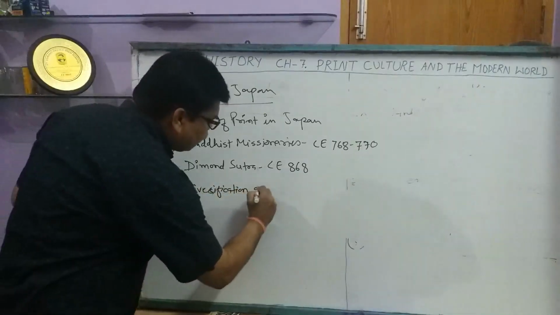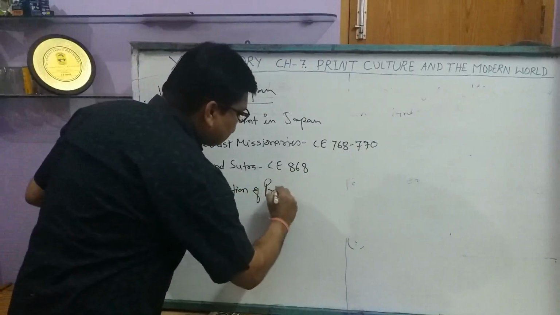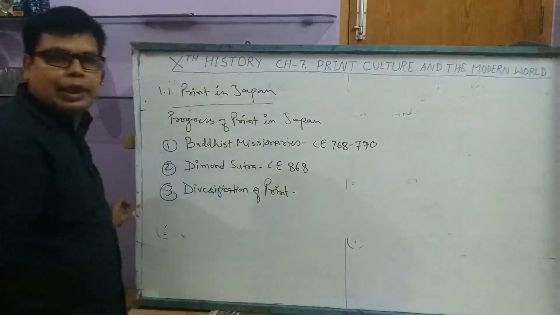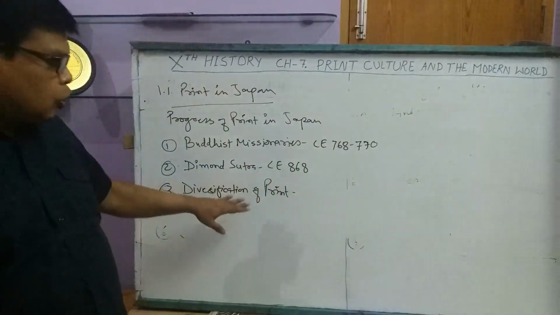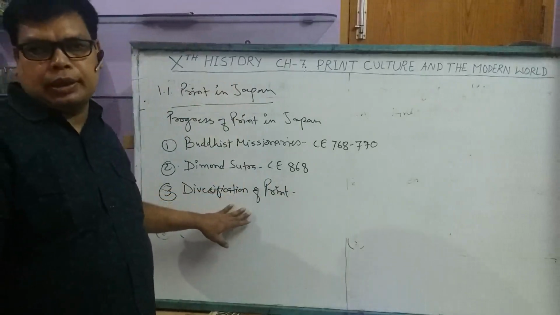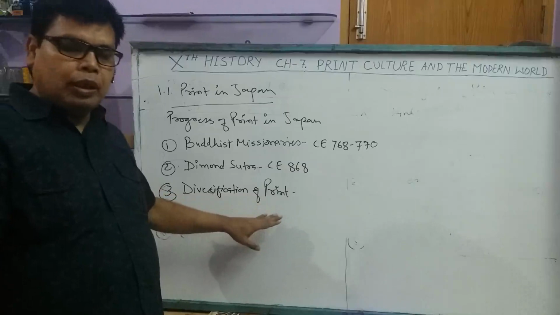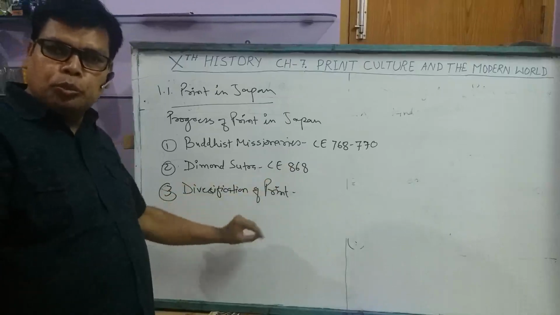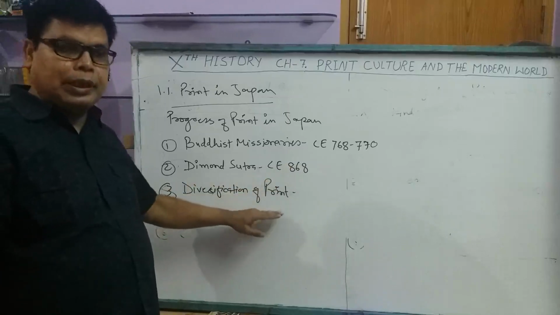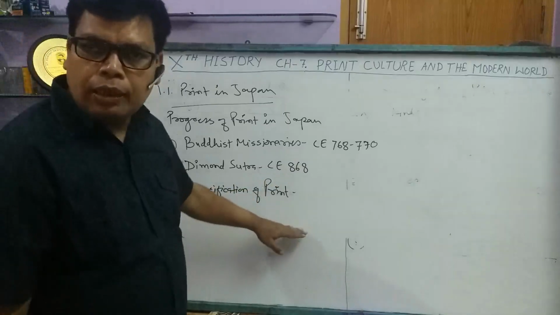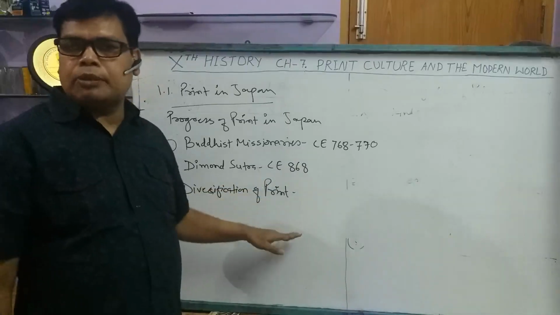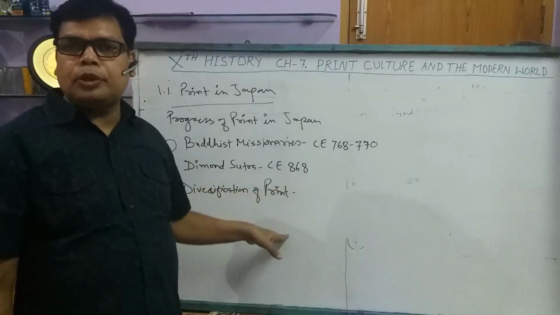Diversification of print in Japan. See here, new printing comes into existence. New printing means print was not limited to books only. It was printed on textiles, so the printing of cloth comes into existence.